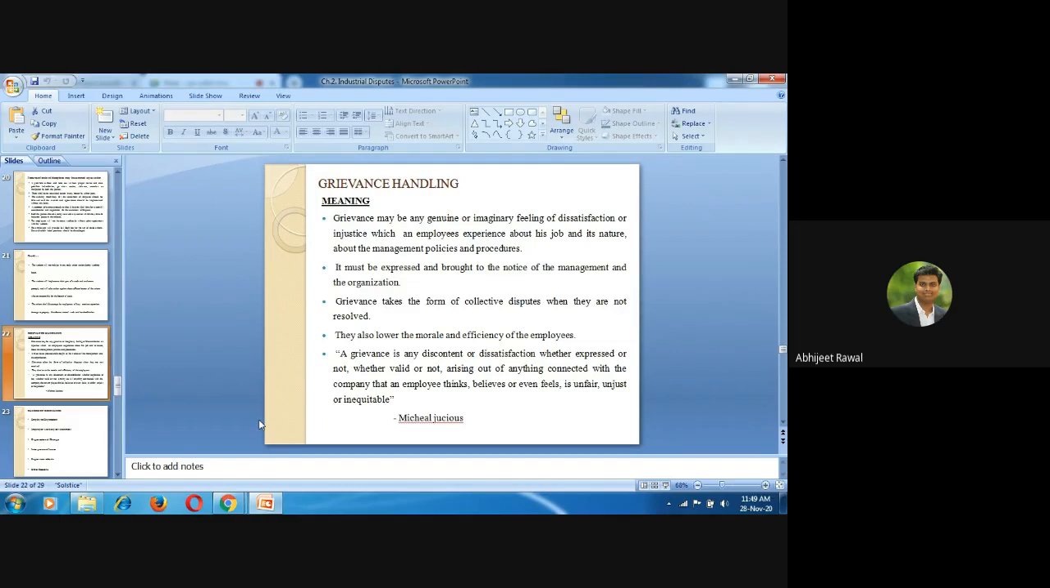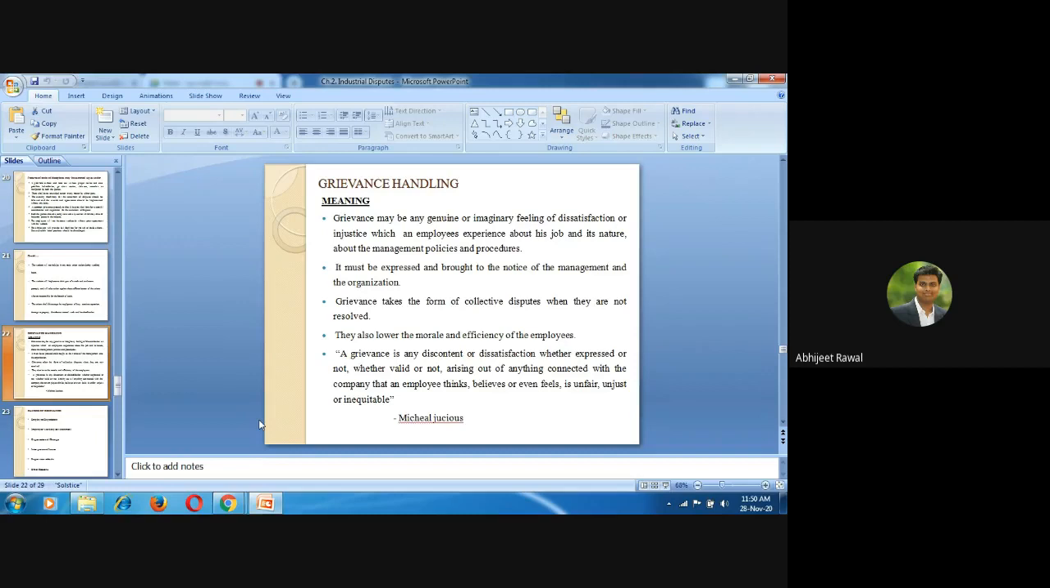It is the responsibility of an organization to make sure that each and every employee feels safe to work in a company. If you feel that you are having any kind of problem in the organization, then we will solve that problem. We call that grievance handling. A grievance is any genuine or imaginary feeling of dissatisfaction or injustice which an employee experiences about his job and its nature, about the management policies and procedures. It must be expressed and brought to the notice of the management and to the organs. As I said, you need to bring it to the notice of the management and the organization.